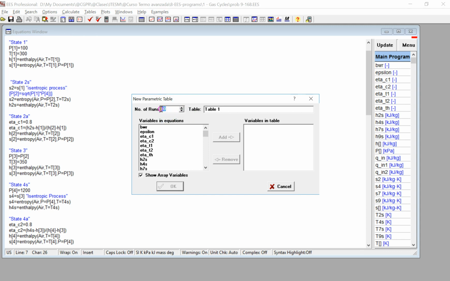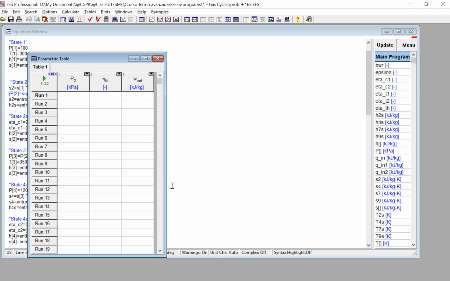I will ask it to have, let's say, 20 runs. The first value that I want to check is P2, the pressure. And I would like to understand the influence of P2 on the efficiency. If I don't want to scroll along all these array tables, I press here and say, okay, I'd like to take the efficiency and the network, because we said that they are not necessarily the same values, the same optimum. If I press this, it creates a table.